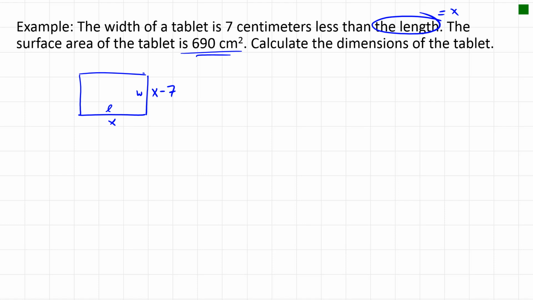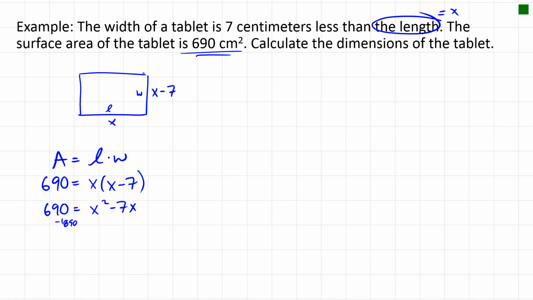So we'll write area is equal to length times width, or in this case, 690 is equal to x times x minus 7. So that'd be 690 equals x squared minus 7x. So we're subtracting 690 from each side. And now we go ahead and start the solving process.